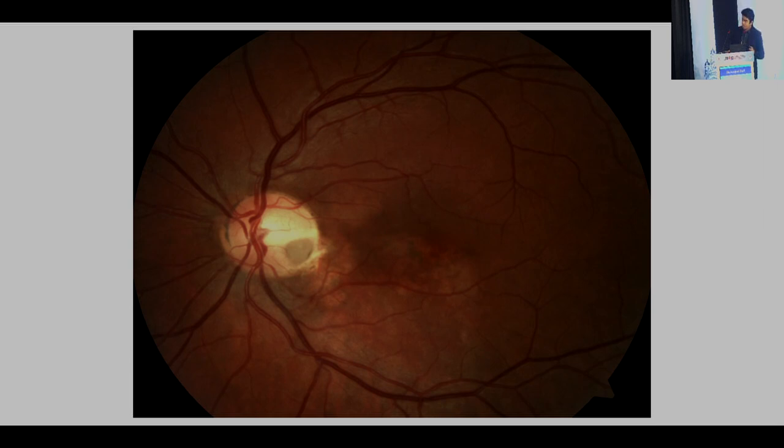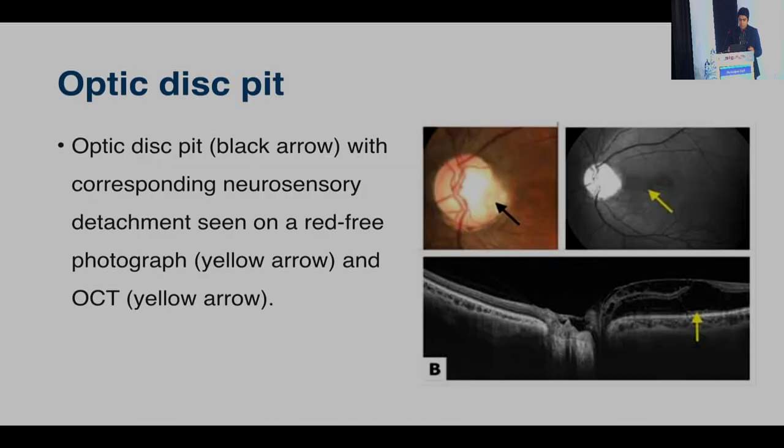Once again, I put to you another retinal disease. Once again, a very easy no-brainer. There is an optic disc pit, and this is very easily demarcable on indirect or direct ophthalmoscopy. However, what if it presents like this? What if the pit is not really visible?